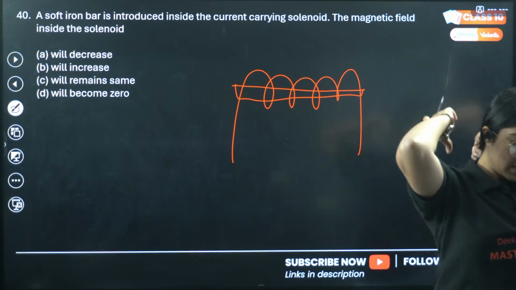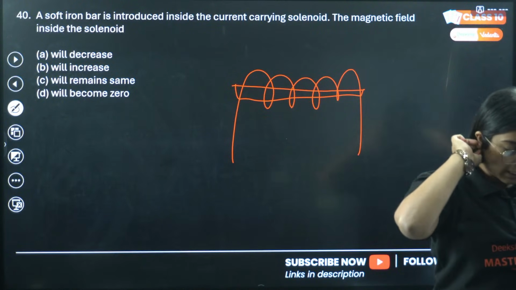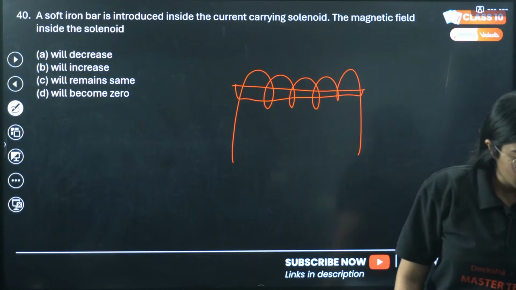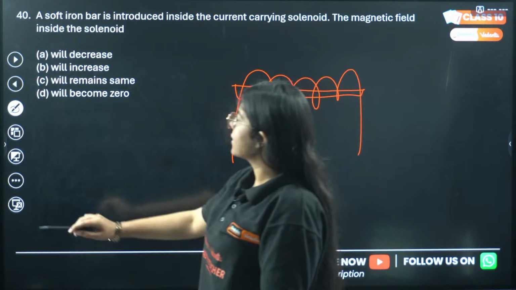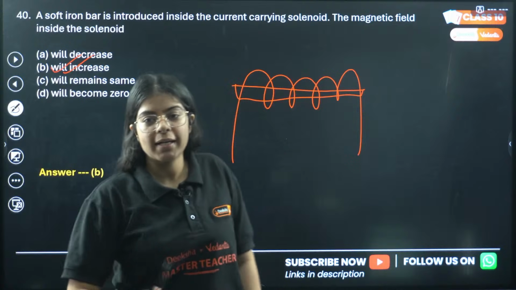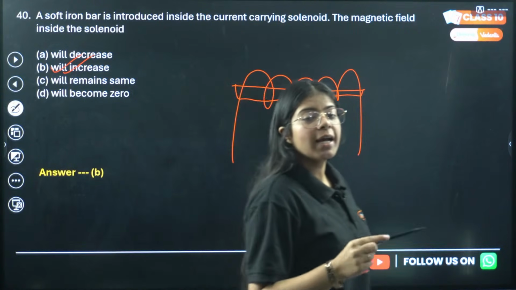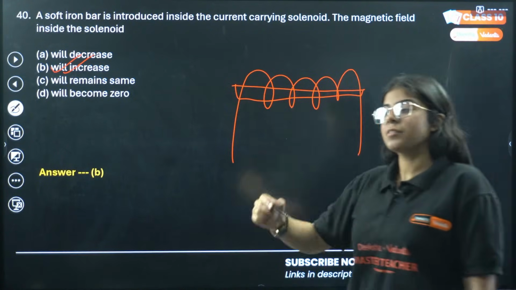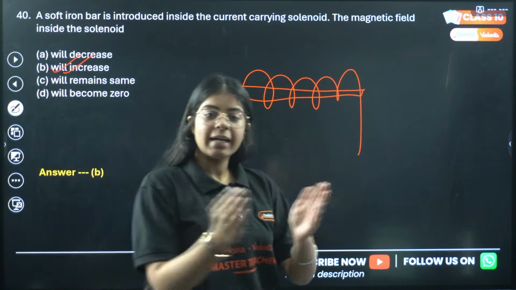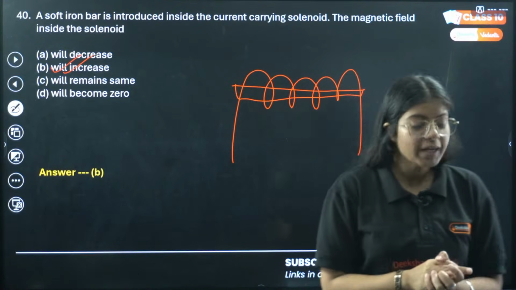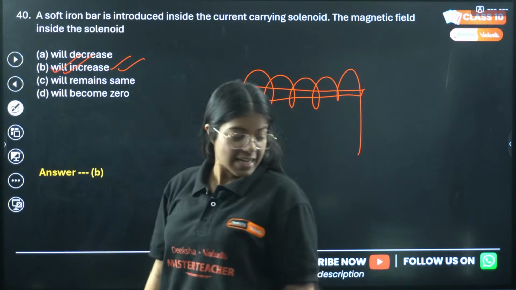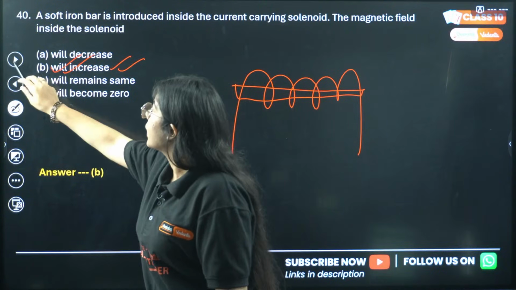Abhijit is saying B, Ascent is saying B, D. Okay, yes, a lot of you are giving correct answers. Very good. It is in fact B. As we introduce soft iron inside the solenoid, it gets magnetized. As it gets magnetized, it produces a magnetic field, and hence it adds up to the magnetic field of the solenoid, and thus the magnetic field inside the solenoid will increase. Yes, B. Correct.